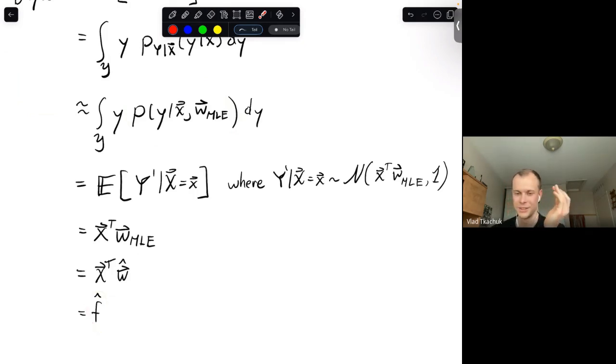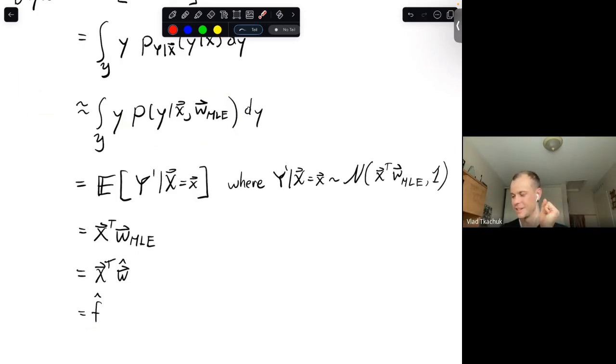So that's kind of cool. The thing we were doing before actually has some other grounding, which is that maybe it really is quite a good option, because if you try doing it a different way, through this maximum likelihood approach, you end up with the same answer.